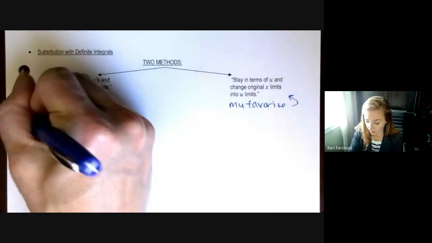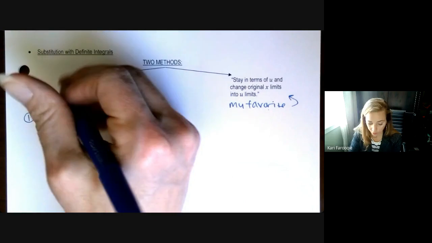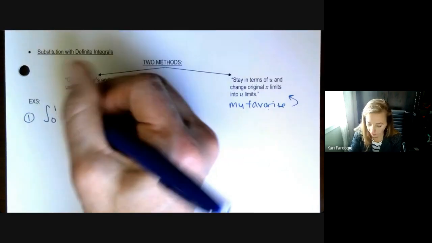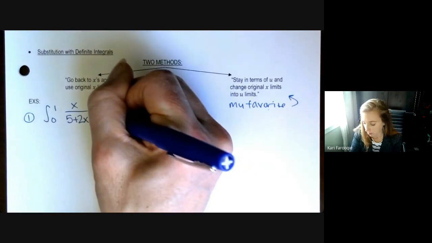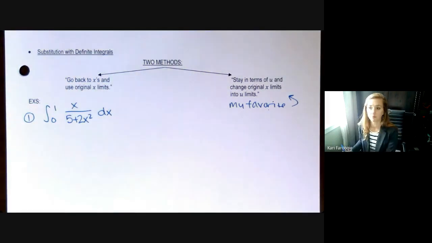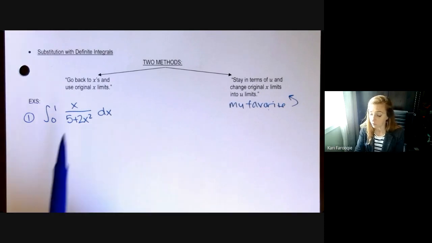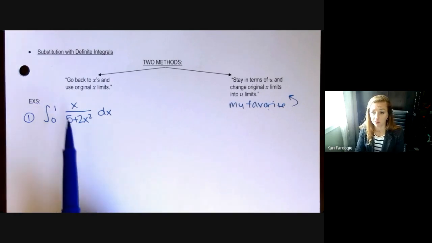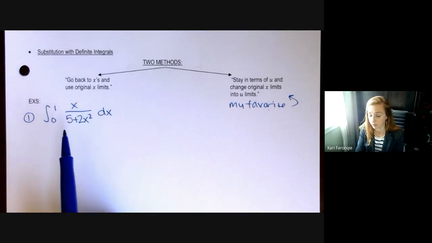Now, that being said, I'm going to give you your first example. This is the integral from 0 to 1 of x over 5 plus 2x squared dx. So this is a substitution problem. If you don't recognize that, think about what else you could possibly do to integrate this right now. You can't split up the denominators because you only have one term in the numerator. There's really no other way that you could write this.